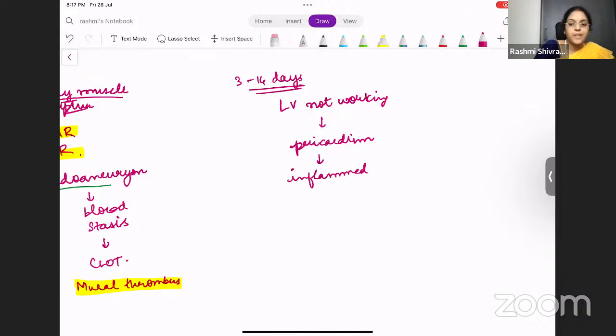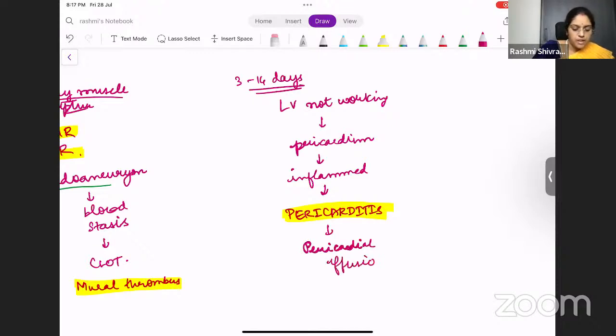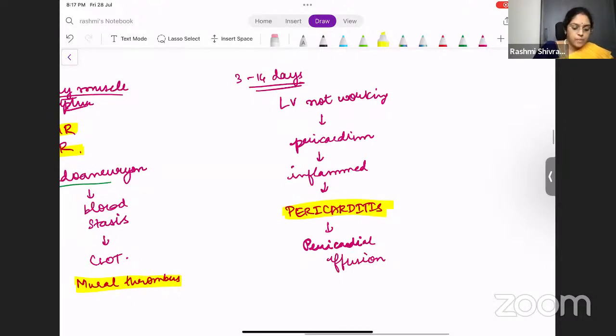The pericardium gets inflamed. What is that called? Pericarditis. So we have pericarditis because the infarcted or the inflamed cells are irritating the pericardium. Because of this, there is some amount of fluid leakage where we have pericardial effusion. So in the first 2 weeks, the patient can have a pericarditis or a pericardial effusion.